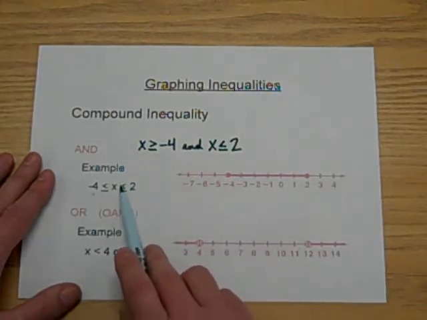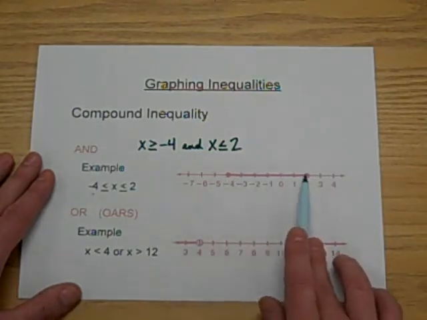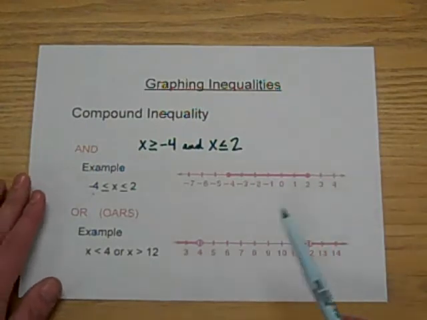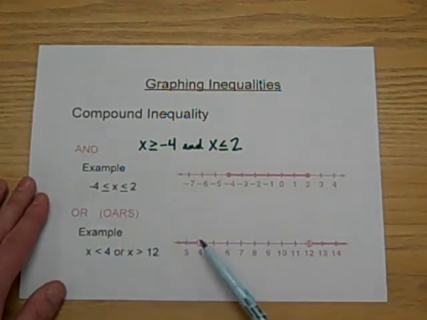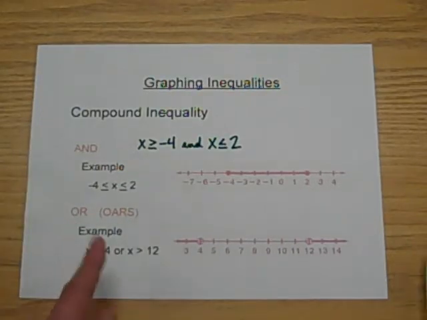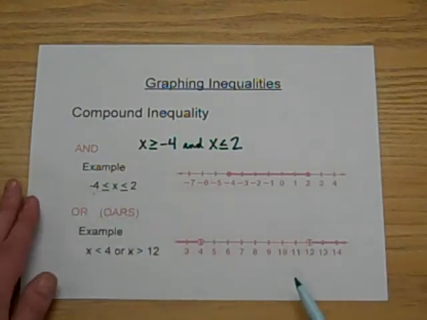And notice how this looks like the graph. You have -4 on the left, 2 on the right. Everything in between is a solution. So down here with the or, you can remember the graph because or sounds like the oars of a boat, which go out in opposite directions from the boat. So ands, you connect the dots. Ors, you draw them in opposite directions.